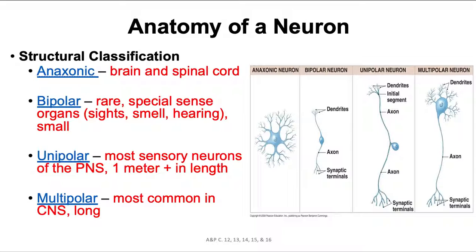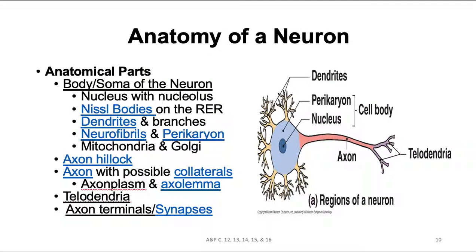So then we got into the cells of the nervous system, or neurons, and there's different ways we can classify our neurons. We can classify them by their structure. They can be anaxonic, which are really rare. They're in your brain and spinal cord. You can have bipolar, unipolar, or multipolar. Multipolars are the ones that we look at, and they're the most common. And then we look at the different parts of a neuron.